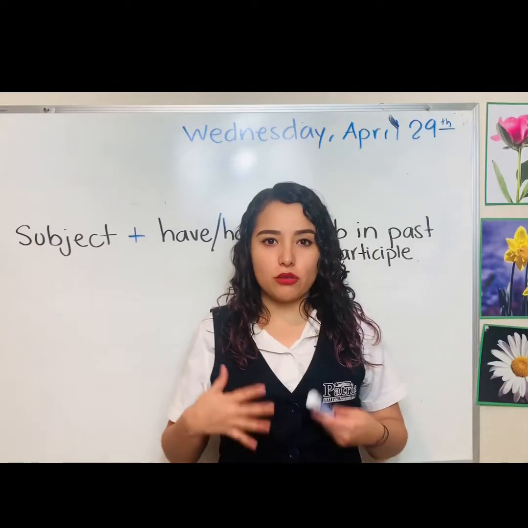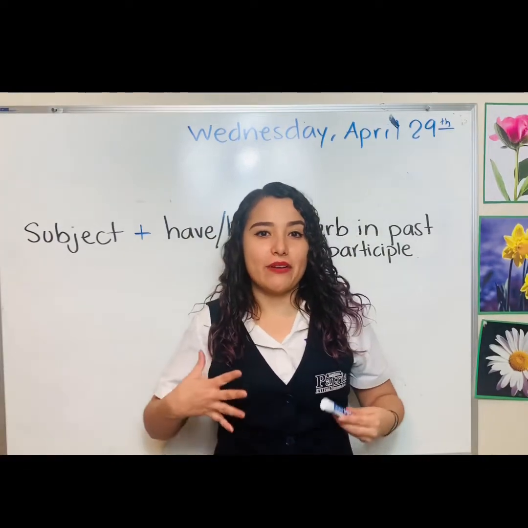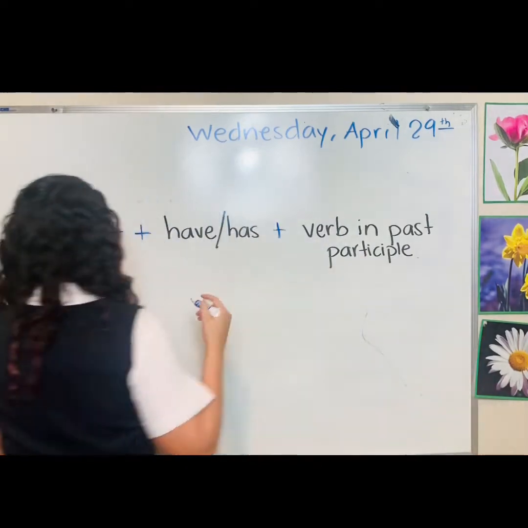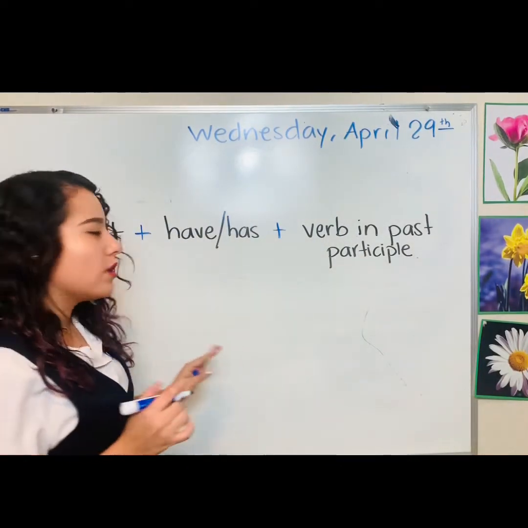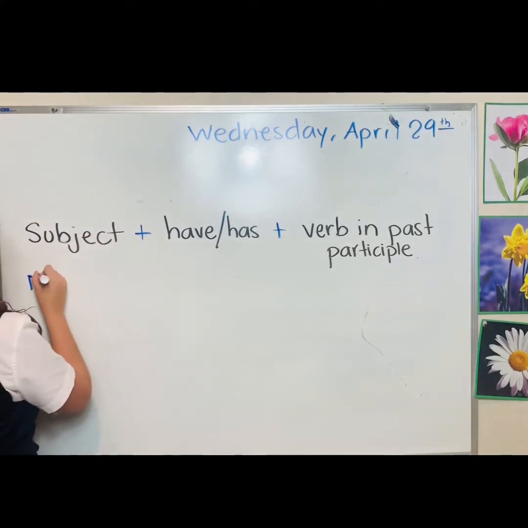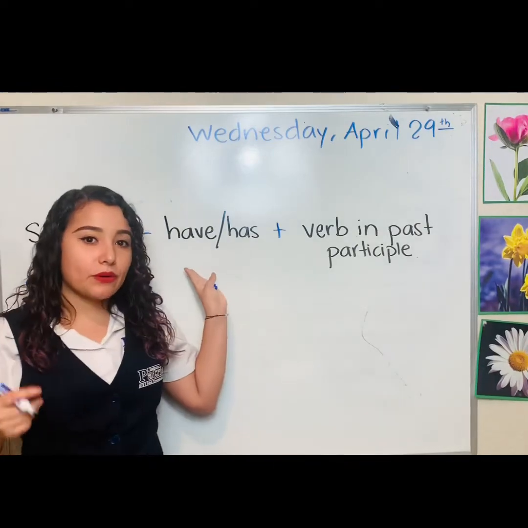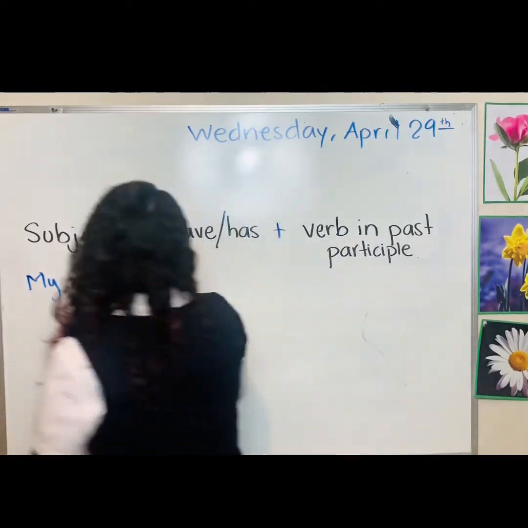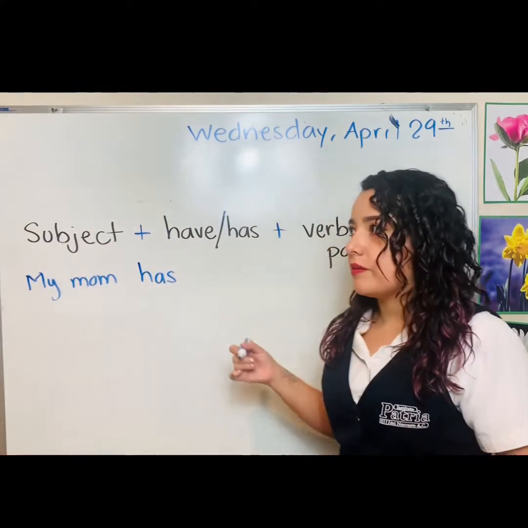So now I'm going to tell you the formula in order to make a sentence in the present perfect. Now, it may seem a little bit tricky, but we're going to make it on the board. A subject. It could be I, you, he, she, it, we, or they, my sister, my brother, whoever you want. In this case, it would be my mom. My mom. And then you need to add have or has depending on the subject. My mom, it's a she, so you're going to have has. My mom has. And then we're going to pick a verb. I don't know, bake.